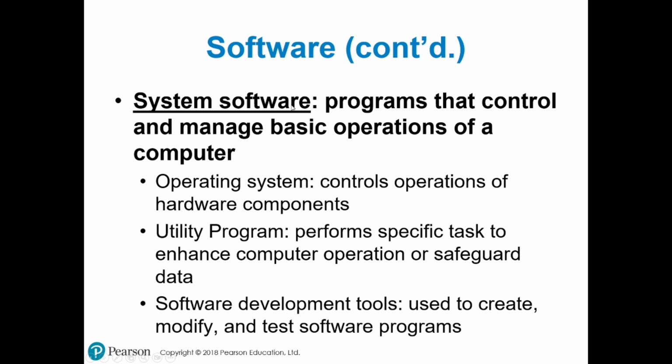Yeah, the programs that control and manage basic operations of the computer, basically the operating system, control operations of hardware components. And utility programs, they have some utility, right? They perform some specific task to enhance computer operation or safeguard data. AV is antivirus. Antivirus is considered as a system software, though it is third party, but still it operates at system level, right?